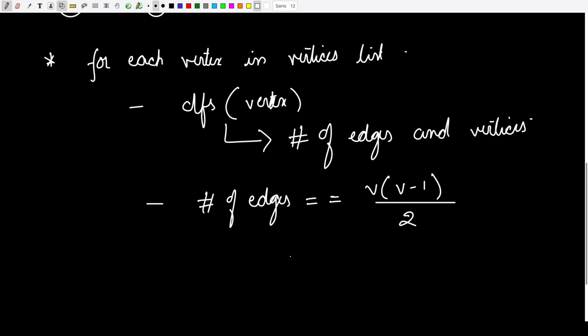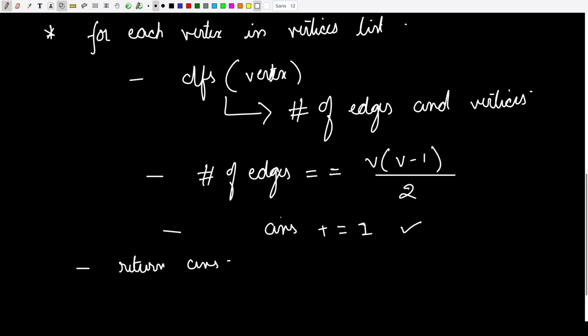And if this condition holds, then we will have a count variable or an answer variable, and that answer variable is going to be increased by 1. This indicates that there is a fully connected component in the graph, and that component we have included in our answer, and then towards the end we are going to return the answer. So let us take an example in order to understand this solution.